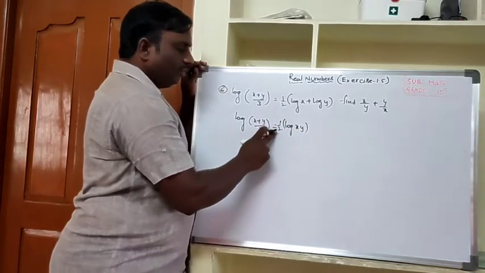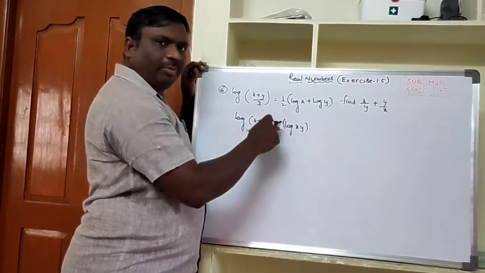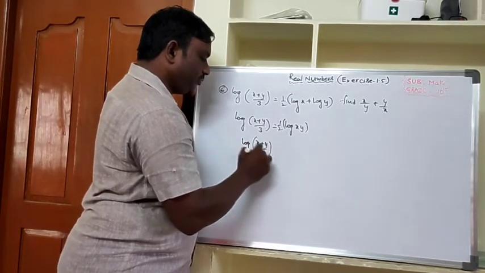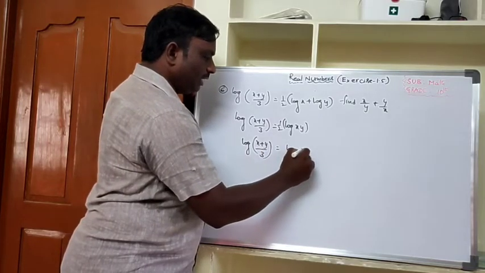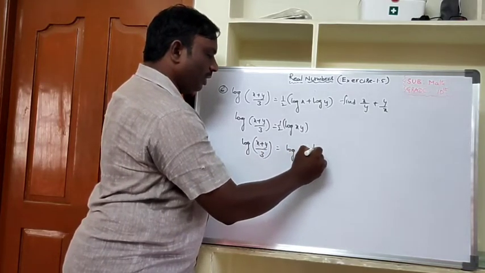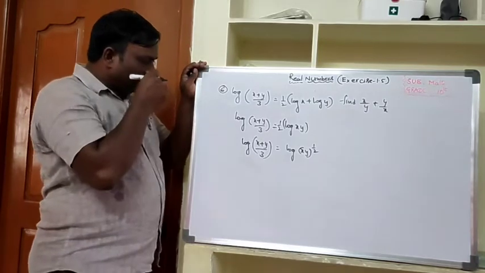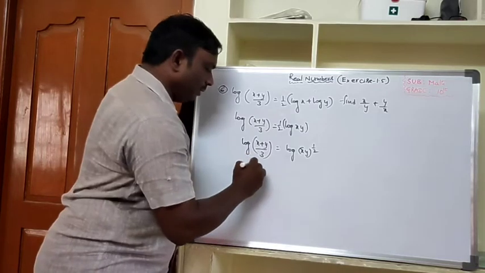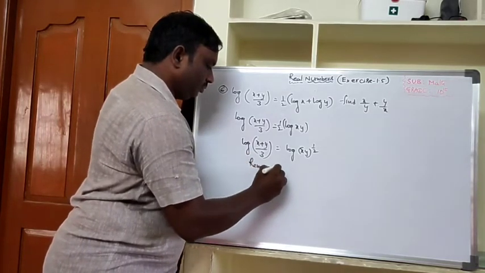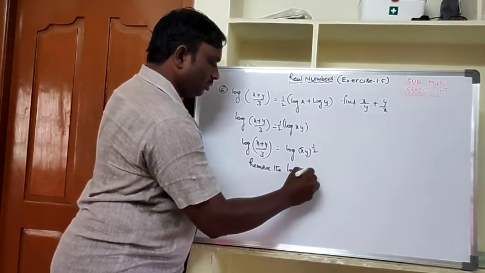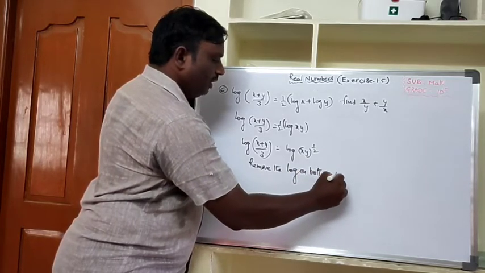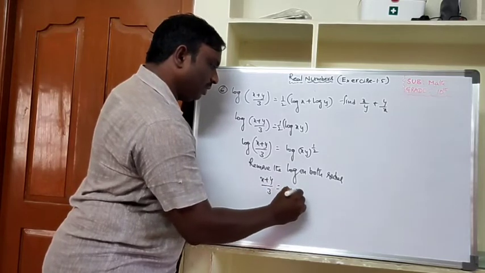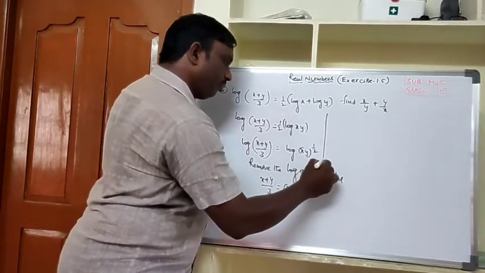When 1 by 2 is multiplying log xy, when you apply the power rule, log (x plus y) by 3 equals log of xy whole power 1 by 2. This is a single logarithm on both sides. Now you can remove the log on both sides. When you remove the log on both sides, then it will become (x plus y) by 3 equals (xy) whole power 1 by 2.